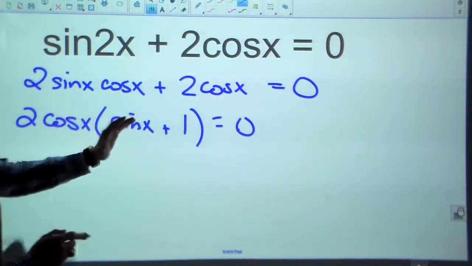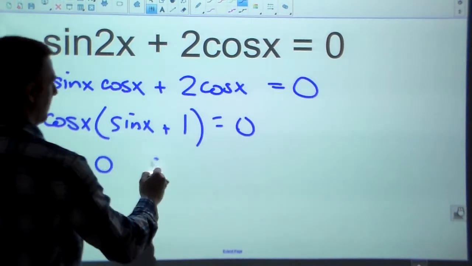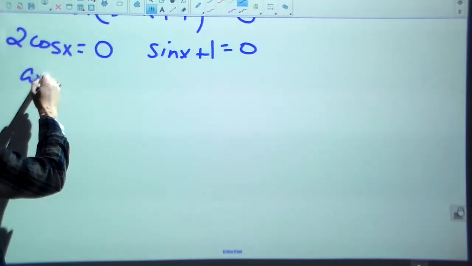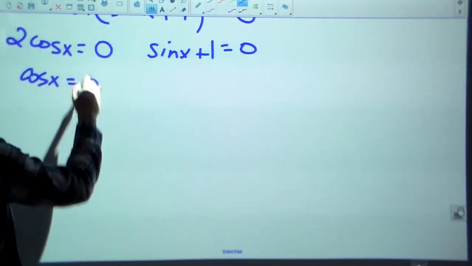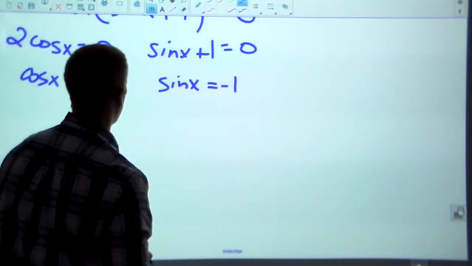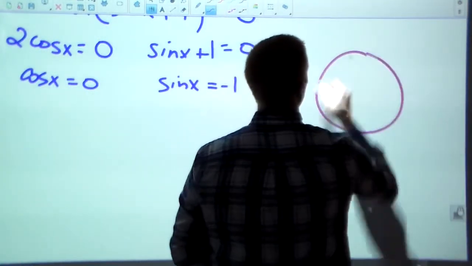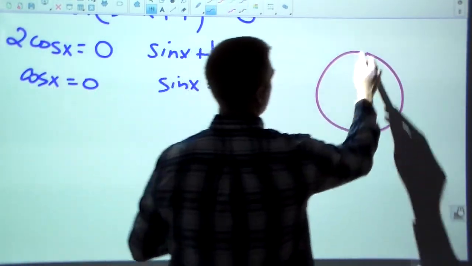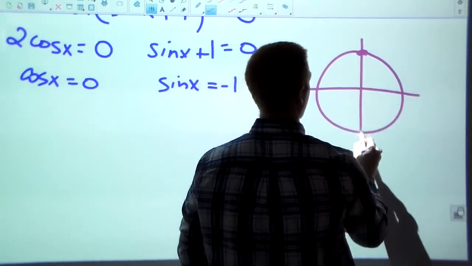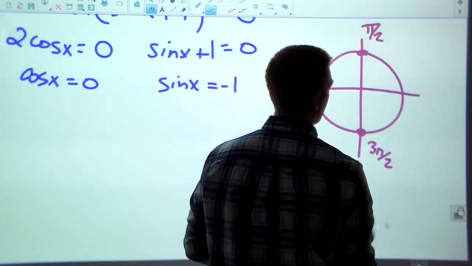And now that you have two factors set equal to 0, set each one separately equal to 0, and then let's solve and see what we get. So for this one, cosine of x would be 0 if I divide by 2 on both sides. For this one, sine of x would equal negative 1. All right, so let's think about a unit circle. Where is cosine 0? Okay, well that happens when the x value is 0, so here and here. It's pi over 2 and 3 pi over 2.